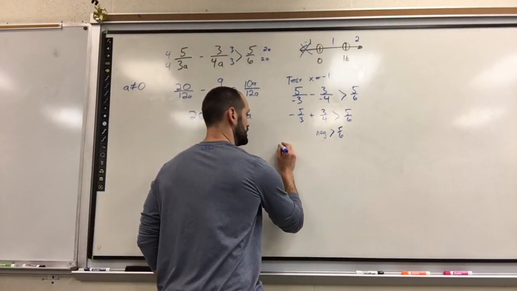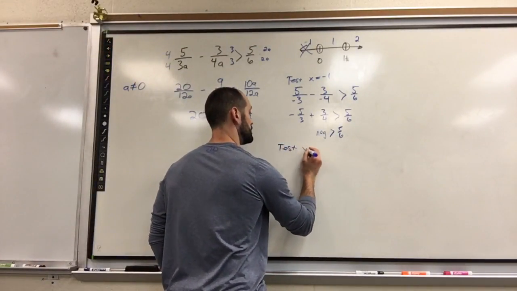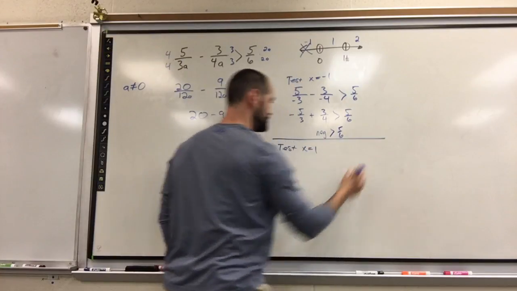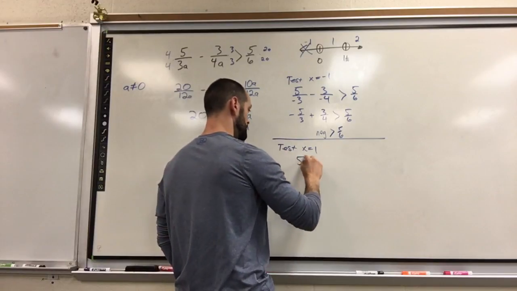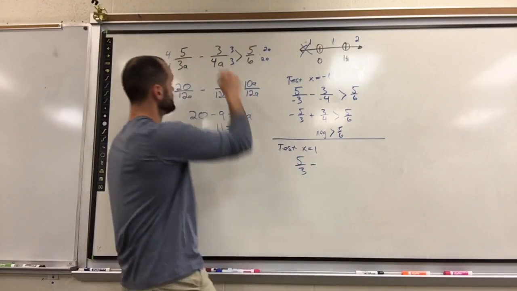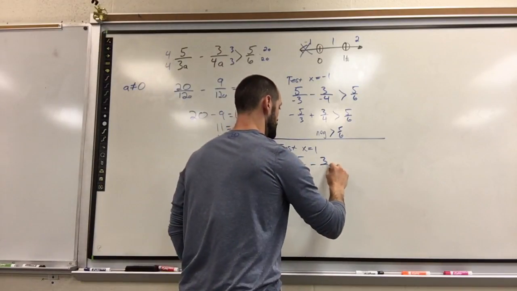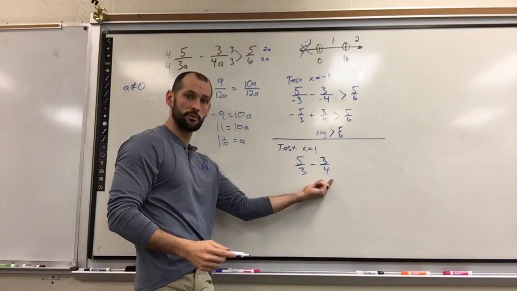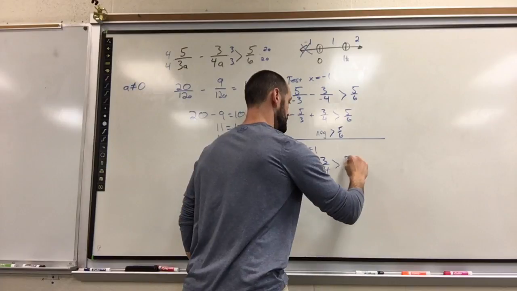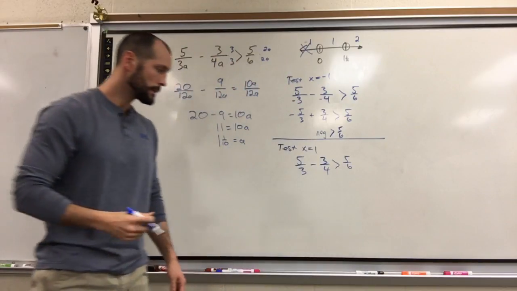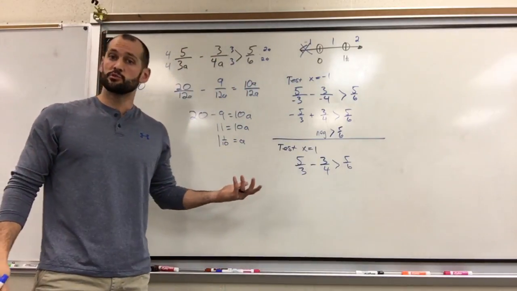Now I'm going to test 1. So I go back. I plug 1 in. I get 5/3 minus 3/4. Notice that it's 3 and 4 because we just multiplied by 1. Greater than 5/6. Now, this is what we're going to have to do some work on.